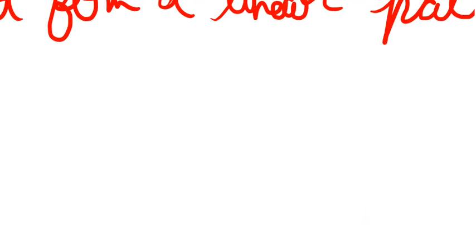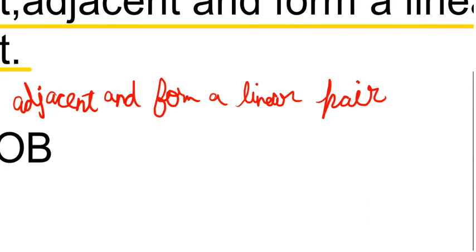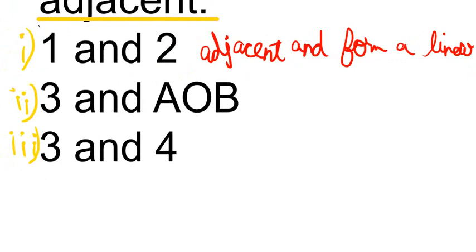Now are they a linear pair? No. Why are they not a linear pair? Because both of these angles don't lie on a straight line, and hence they are just adjacent angles. Just simply write adjacent angles, right? So here you write adjacent. You can write angles as well if you want to.